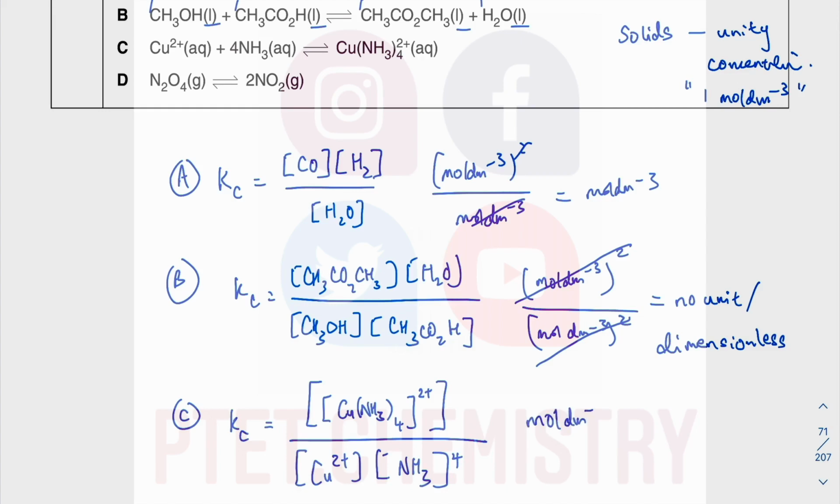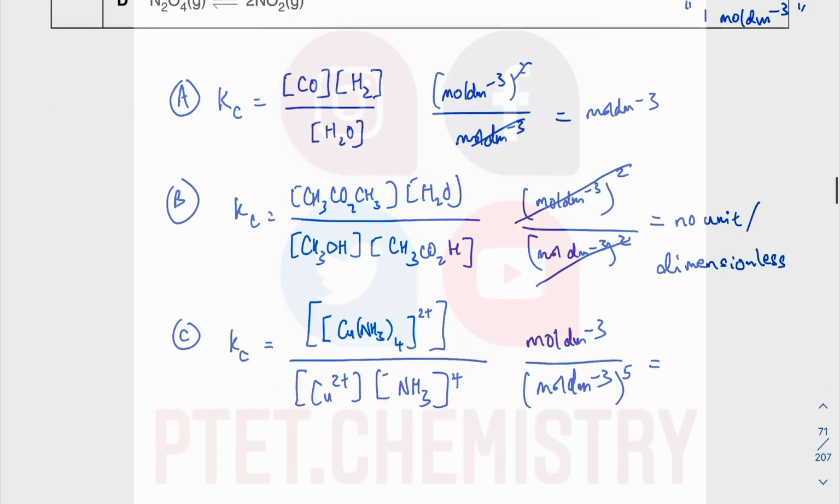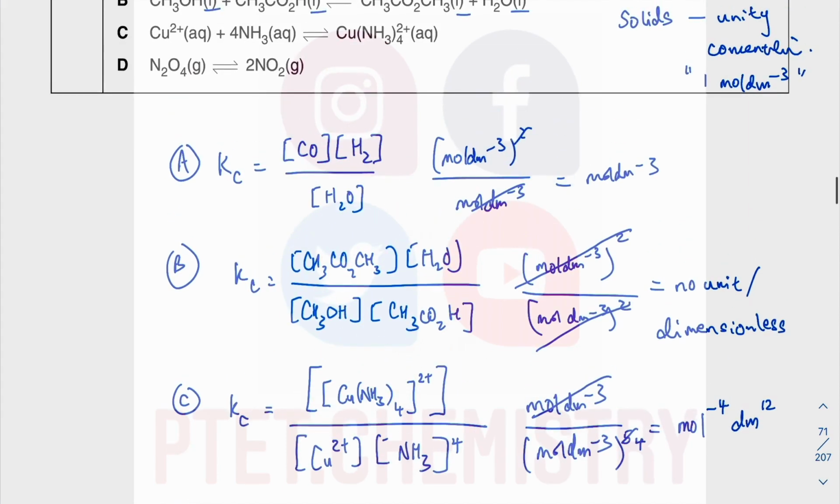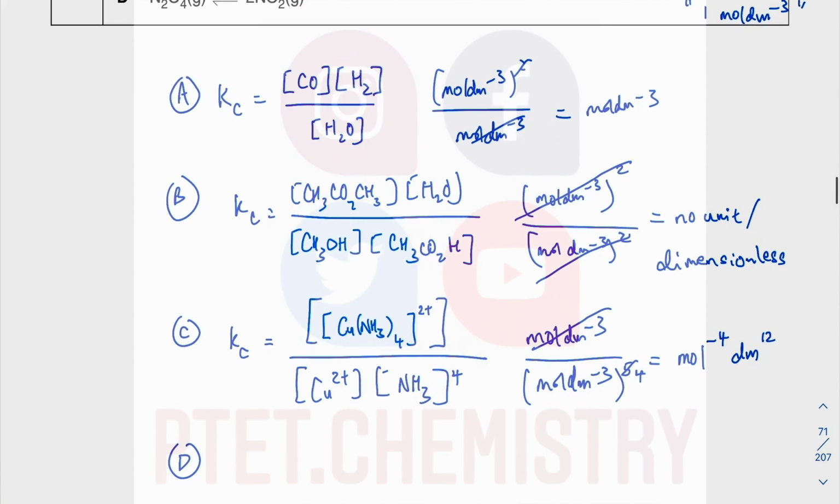So going through multiple choice is a really great exercise for you to practice your skills that will be asked throughout your theory paper. Power of 1 times power of 5, mole per dm cube to the power of 5, okay? Because 1 plus 4 is 5. So 1 whole unit there and 4 there. So I hope you can see that comes down to mole minus 4 dm plus 12. So it's not as easy as the other one, but again it comes down to indices and your use of mathematical expression. Yeah. So next one is NO2 and N2O4.